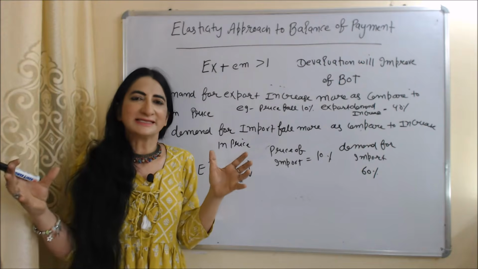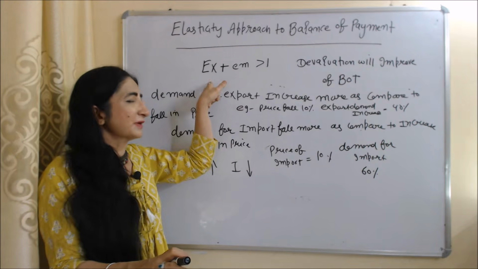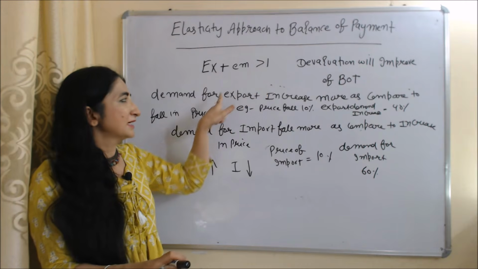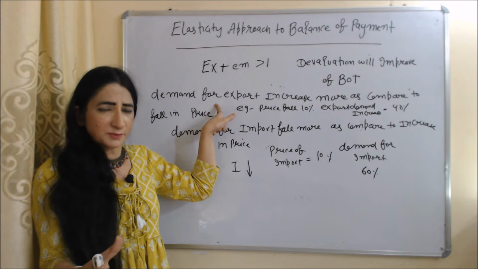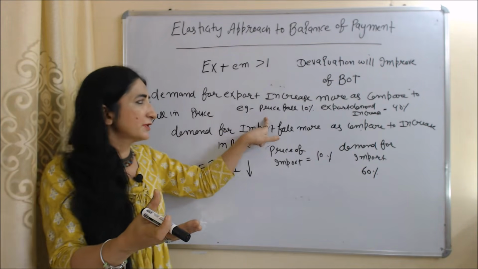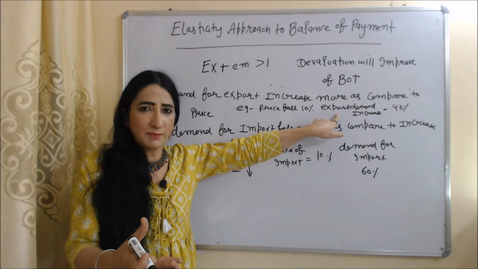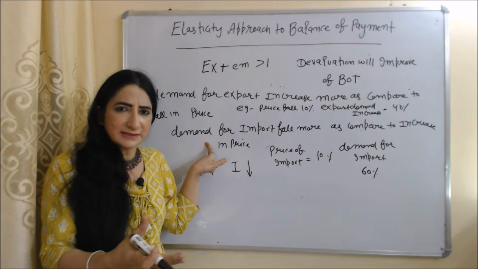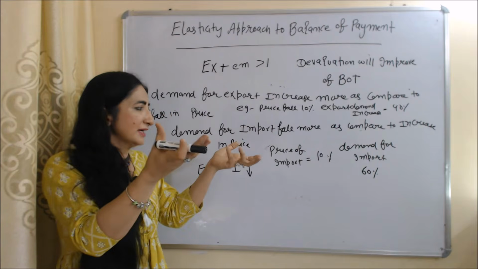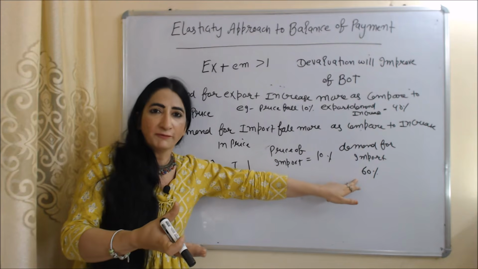Our devaluation can be successful, or we can say that devaluation can improve the balance of trade, if the price elasticity of demand for export and import is greater than 1. Greater than 1 elasticity in case of export means our export increases more as compared to the fall in price. For example, price falls only 10%, but as compared to this, export demand increases 40%. And greater than 1 elasticity in case of import means our import falls more as compared to the increase in price. Price increases only 10%, but as compared to this, demand for import falls 60%.